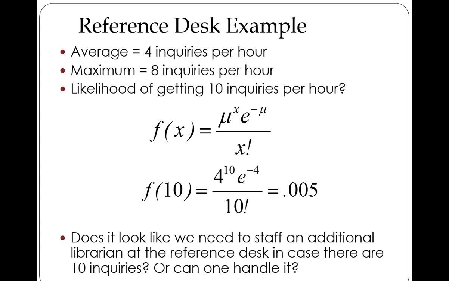So what does that mean? That means that the probability of getting 10 inquiries is 1/2 of 1%, right? Because 1% would be 0.01. So does it look like we need to staff an additional librarian at the reference desk in case there are 10 inquiries? Is it going to be worth it to pay somebody to have a whole extra librarian there? Or do we think that most of the time one can handle it? Well, 1/2 of 1% is not very frequent, not very likely. I'm thinking we can get away with one librarian here.